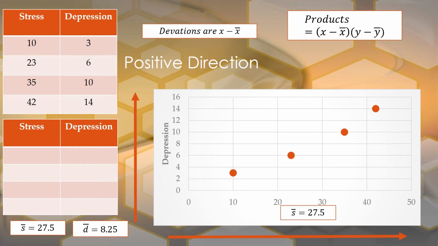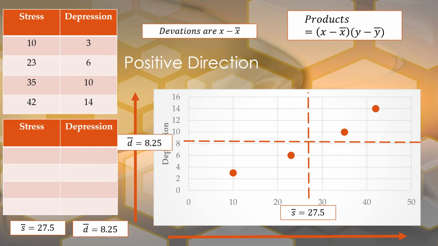And first off, though, I'm going to put the averages on the scatter plot. So here's the average for stress, and we'll put a line there. And here's the average for depression, and I'm going to put a line there. Okay, now we have 4 quadrants to the scatter plot. So the 2 lines split the scatter plot into 4 quadrants.